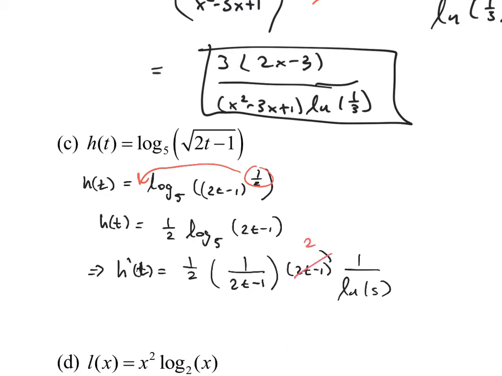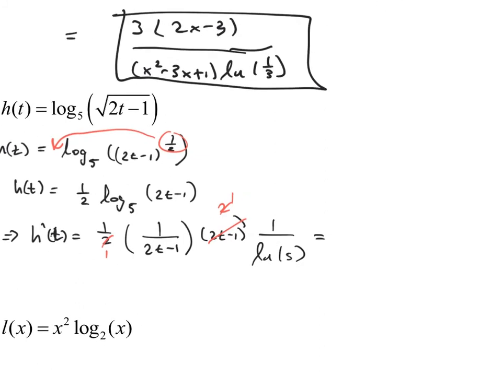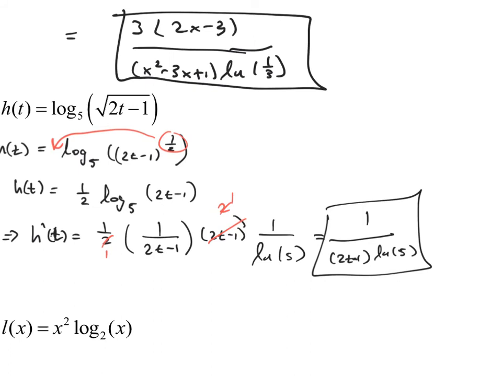What's the derivative of 2t minus 1? Well, that's simply 2. And then I notice that there's a 2 in the numerator and a 2 in the denominator, so those simplify. So put it all together, what am I left with? Looks like on top I have a 1. On bottom I have a 2t minus 1, putting that in parentheses, and then I also have that natural log of 5. So that's what I got. I have 1 over 2t minus 1 in parentheses. Make sure you have parentheses, and a natural log of 5.